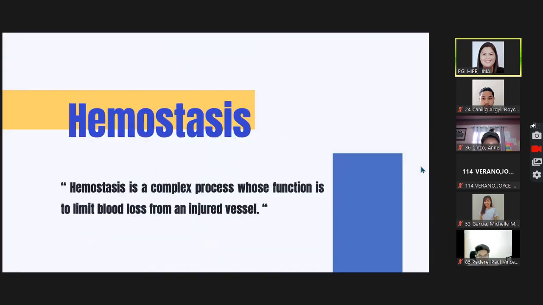In the textbook, hemostasis is defined as a complex process whose function is to limit blood loss from an injured vessel. So basically, no, the function of hemostasis is to restore balance again. No? So your body has a way of preventing further damage or further loss of blood from the vessels.